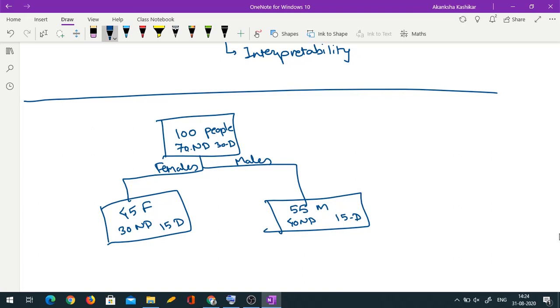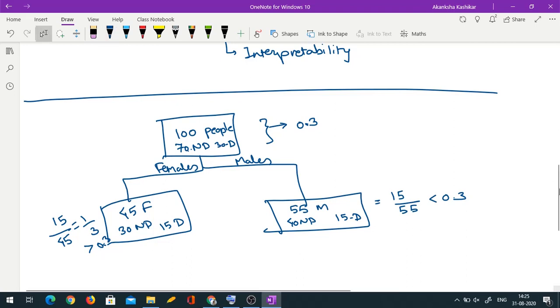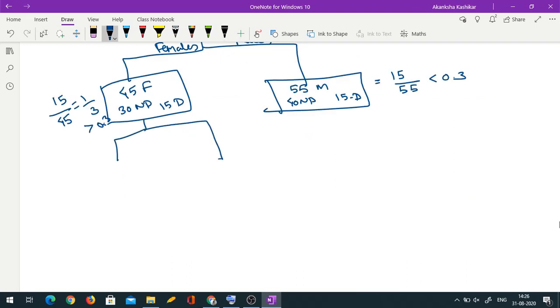So this tells me the individual probabilities. Initially, without any prior knowledge, the probability of a person being diabetic was 0.3. Now if I add one more criterion, gender, if the person is female, the probability of being diabetic is 15 by 45, that is 1 by 3. Whereas if the person is male, the probability of being diabetic is 15 by 55. So this is slightly less than 0.3, and the other is slightly more than 0.3. So we can say that yes, being female slightly increases the probability of diabetes. Now the next split was, suppose, on the basis of weight.